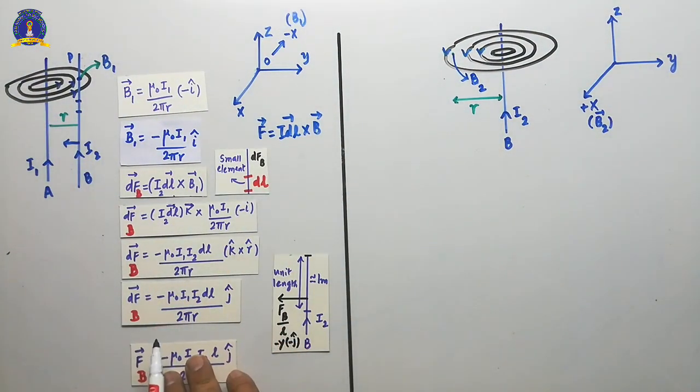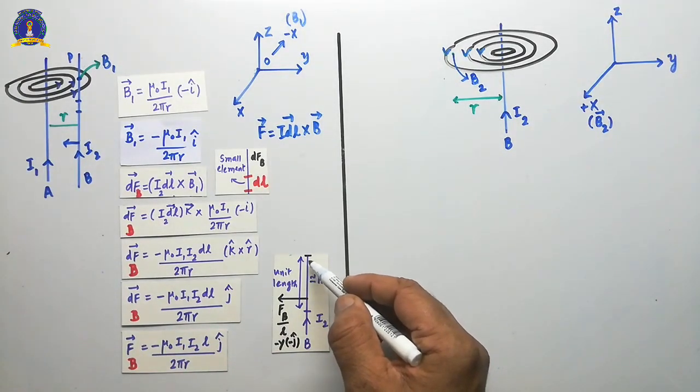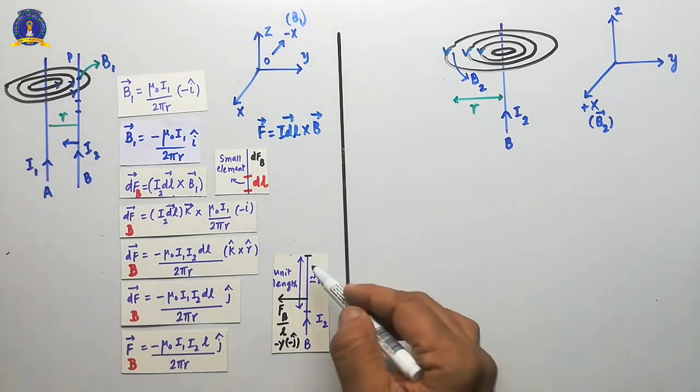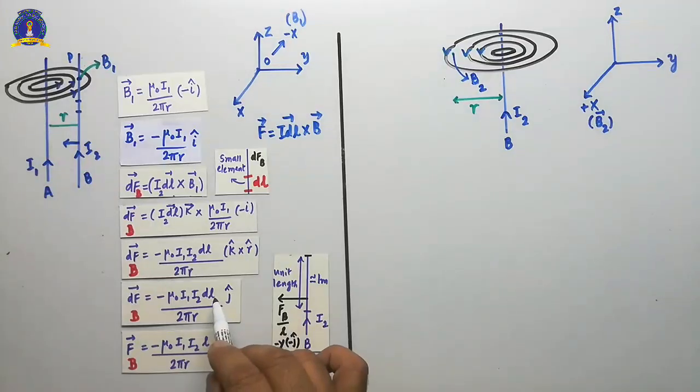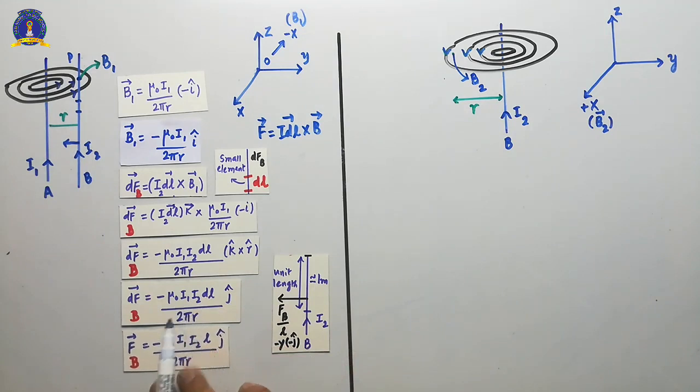you will get the unit length. Now we have to calculate the force acting on the unit length, within which small elements are there. If all of them are added, you will get the unit length. So dFB becomes FB vector, which is equal to, instead of dl we can write L, because the length of this portion is L. Therefore instead of dl you can write L, and J cap is there. So this is the formula for the force acting on the unit length. That is also acting in the minus Y direction. Since it is acting in the negative Y direction, minus J cap is there.